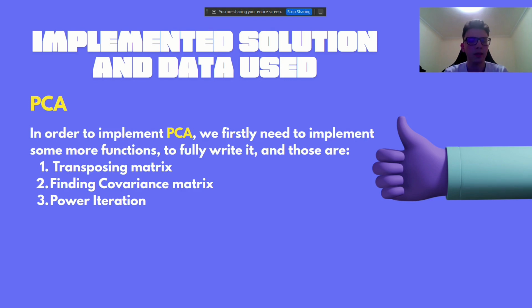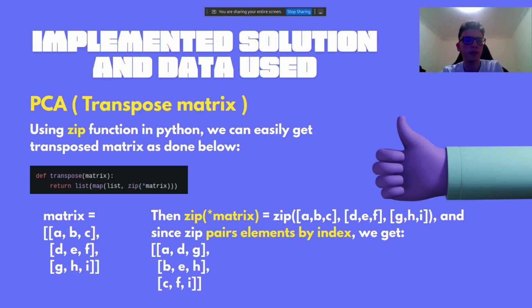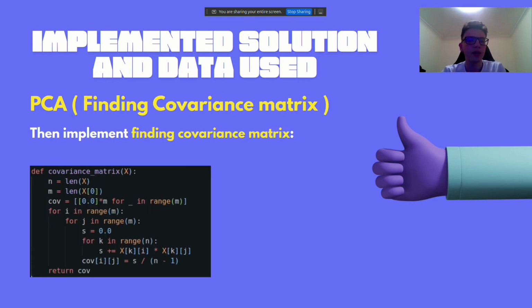Next is PCA. In order to implement it, we first need to implement some more functions to fully write it, and those are transposing matrices, finding the covariance matrix, and power iteration. Transposing matrices: using the zip function in Python, we can easily transpose it as done below. The next is finding the covariance matrix. Here we implement it using just 3 loops, so it's pretty simple.